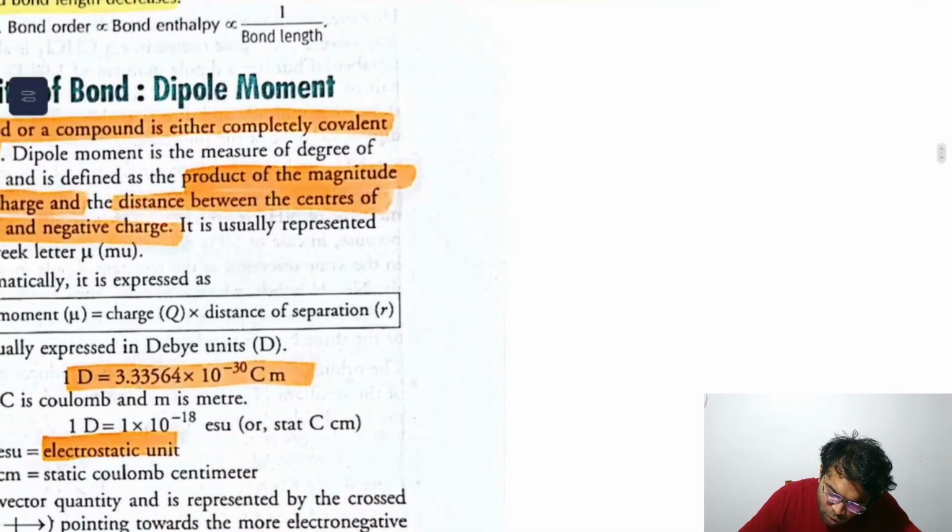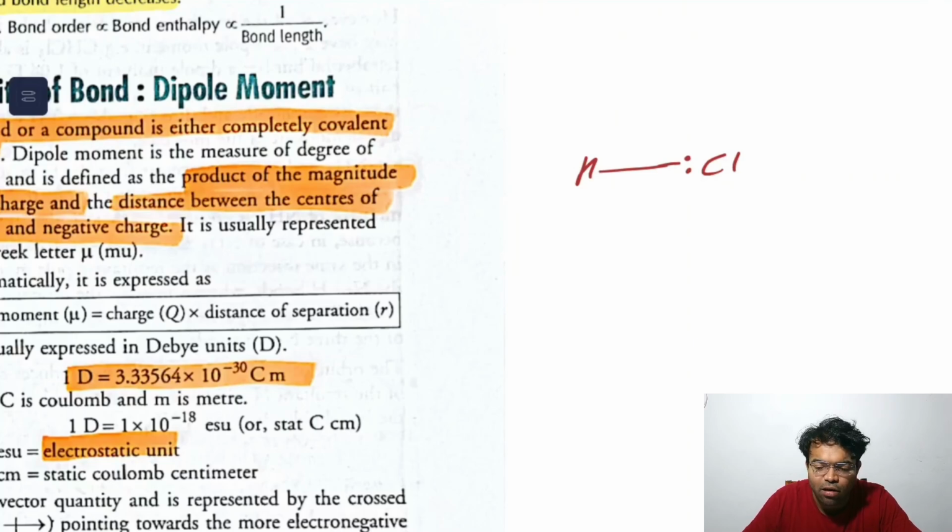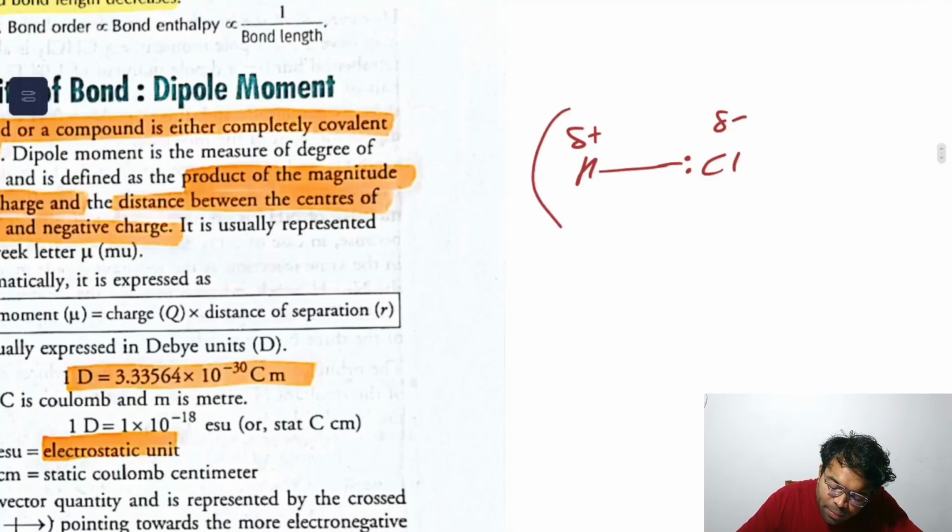Therefore, what is happening here? Look at this. This is hydrogen and this is chlorine. This bond pair of electrons is much closer to chlorine than to hydrogen. Therefore, there is a slight positive charge on hydrogen and a slight negative charge on chlorine, right? So the bond is becoming polar.